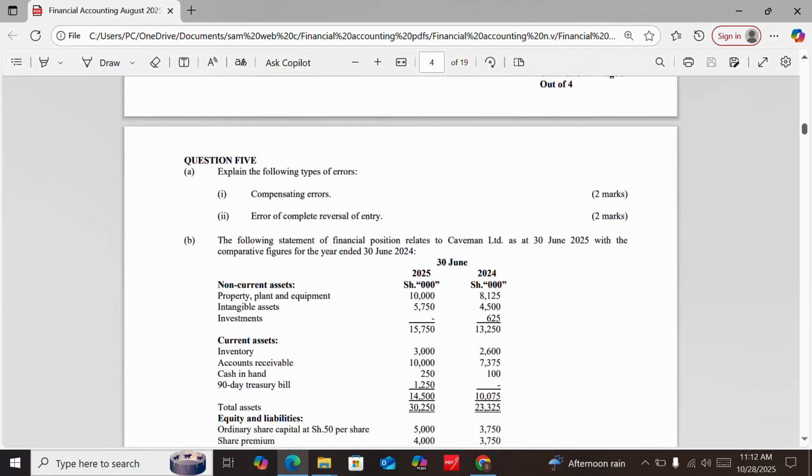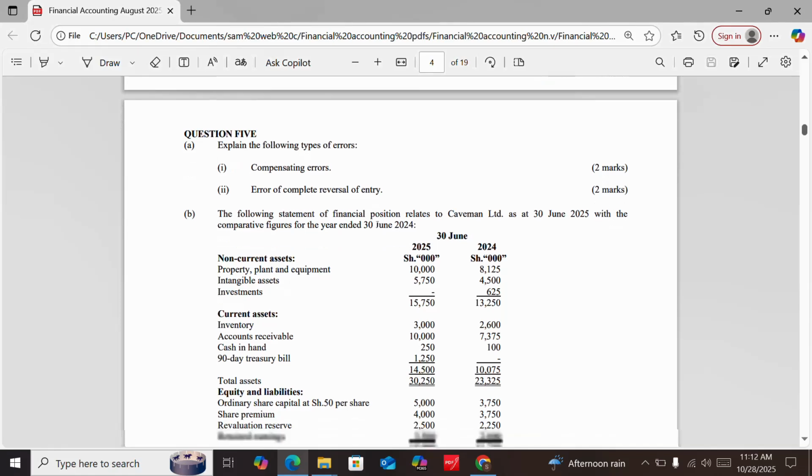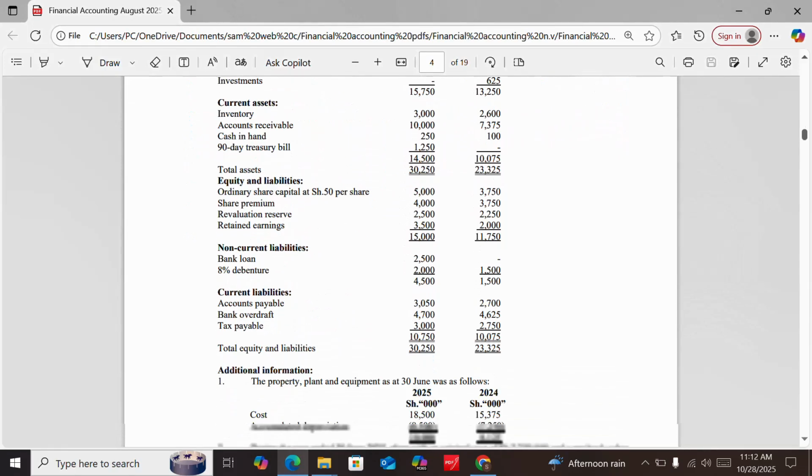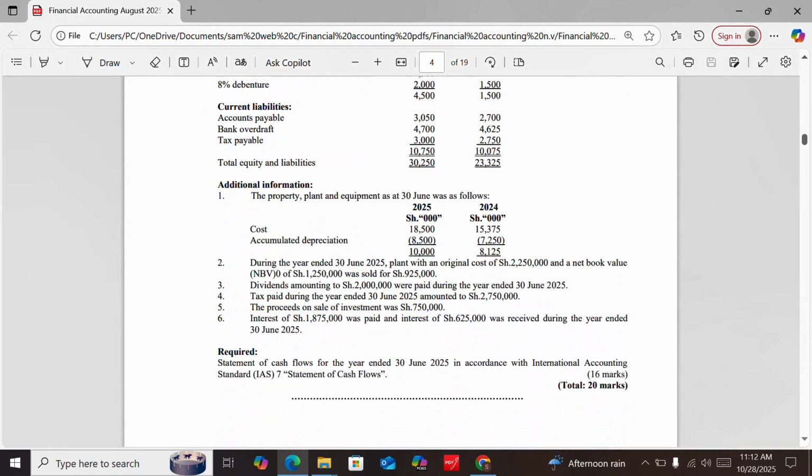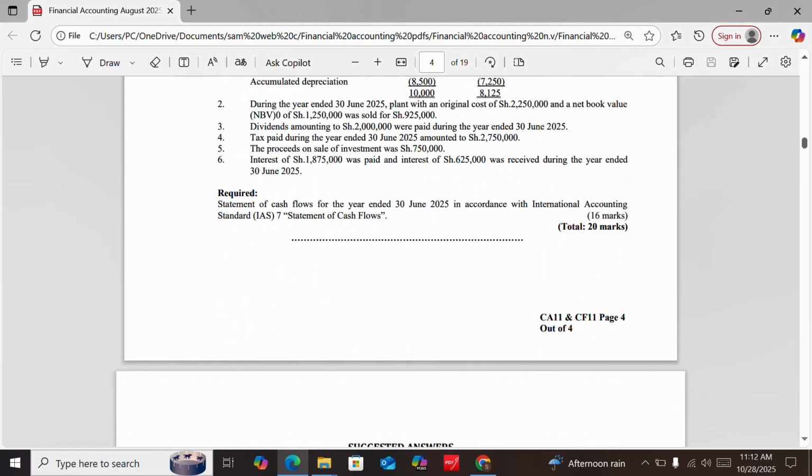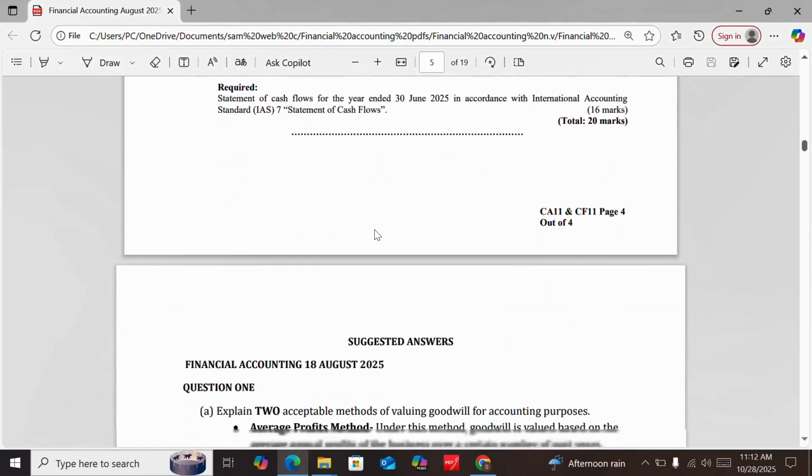Question 5a. Explain the following types of errors: compensating errors and error of complete reversal of entry. B is a question on cash flow. Required statement of cash flows for the year ended 30th June 2025 in accordance with International Accounting Standard IAS 7, statement of cash flows. Let us go to the answers.